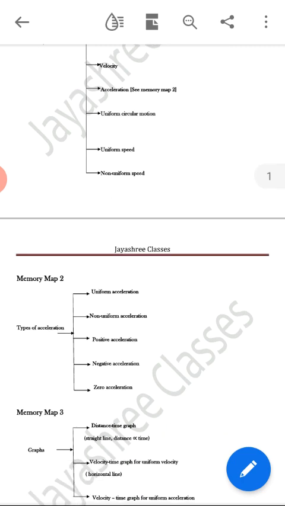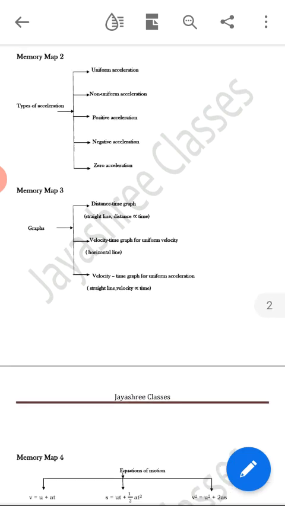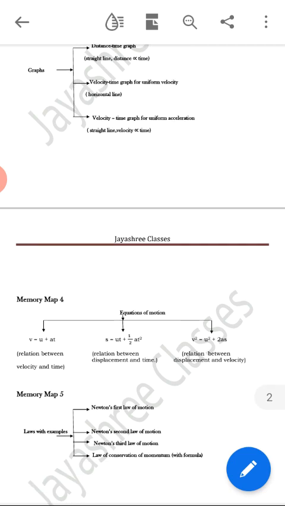The second memory map is regarding types of acceleration. There are 5 types of acceleration, write definitions of all the accelerations here. Memory map 3 gives graphs. You are not going to do anything. It is not expected to draw graphs on the memory map. Memory map 4 is equations of motion. Here also you are not going to write anything.